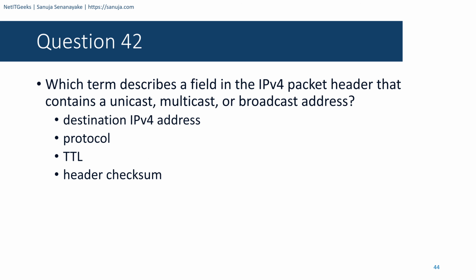Question number 42. Which term describes a field in the IPv4 packet header that contains a unicast, multicast, or broadcast address? Destination IPv4 address, protocol, TTL, also known as time to live, or header checksum? Very easy question. It's asking for the packet header field that contains a unicast, broadcast, or multicast address. So it has to be the destination IPv4 address.